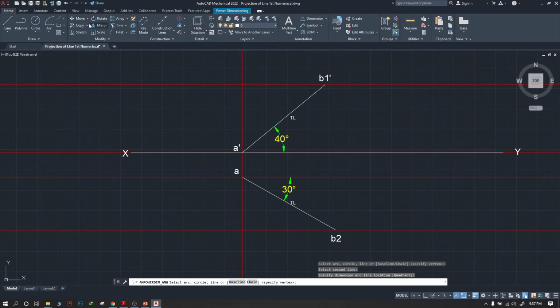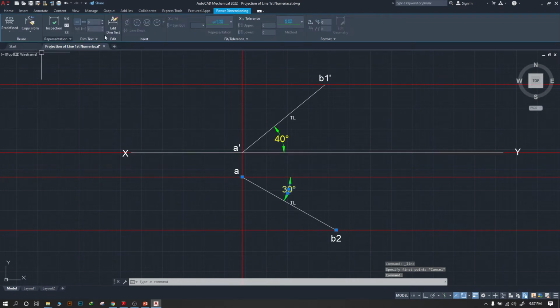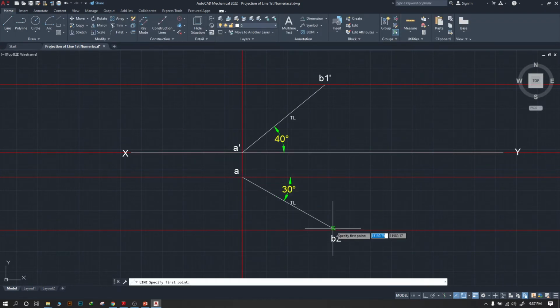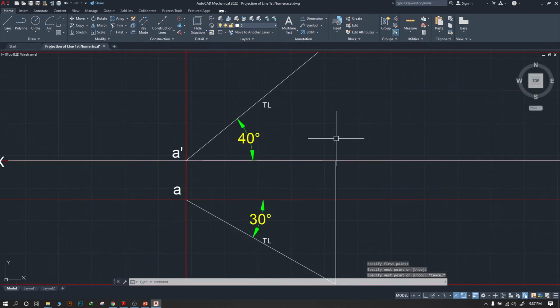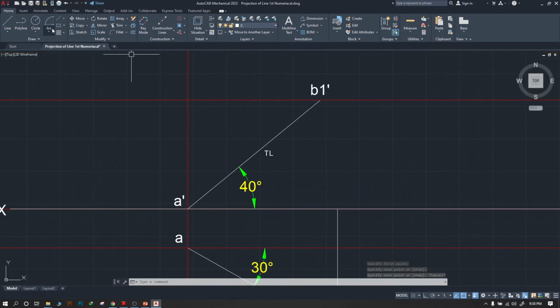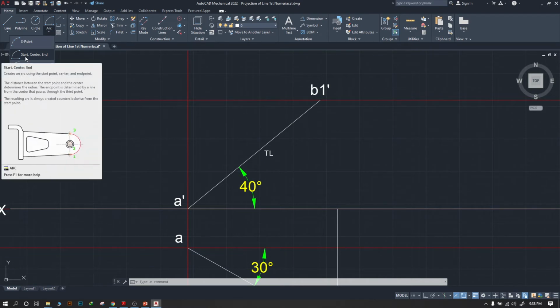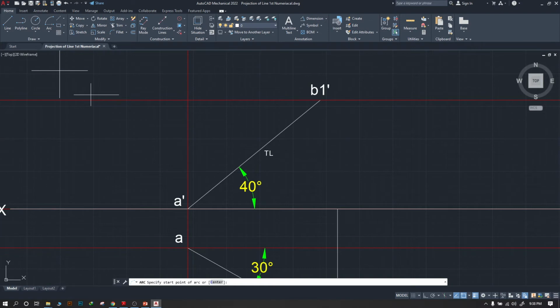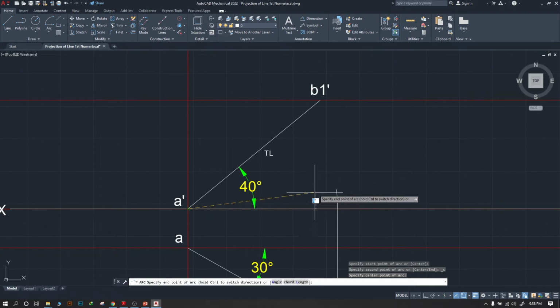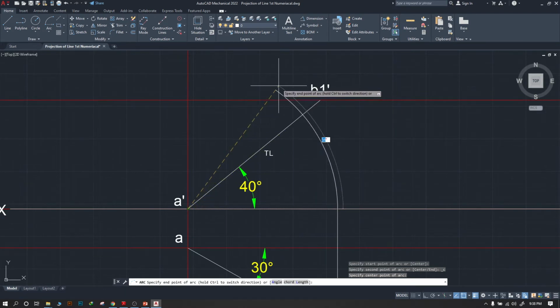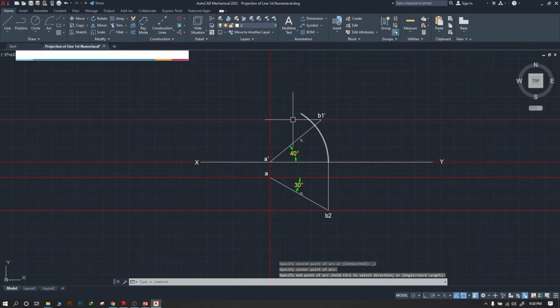So I will take the line from B to, and I will make a perpendicular line to the XY. Here we draw the arc. For marking the arc, we will use the arc method, that is start point, center point and end point. We know that the starting point of the arc is this. We will take this as the center, and we will draw the extra line over there.